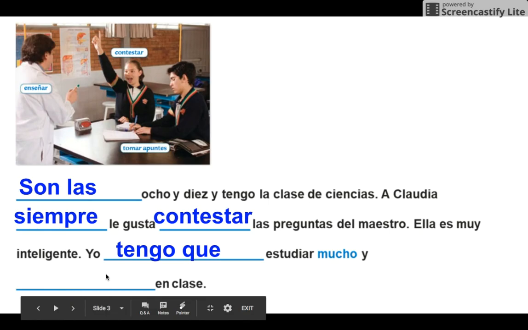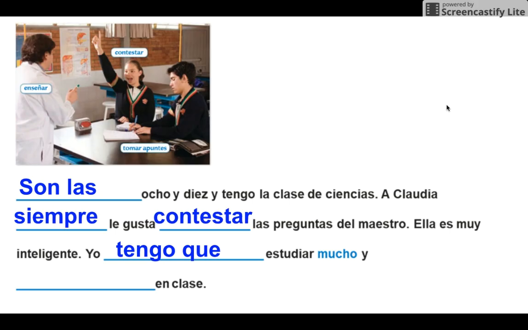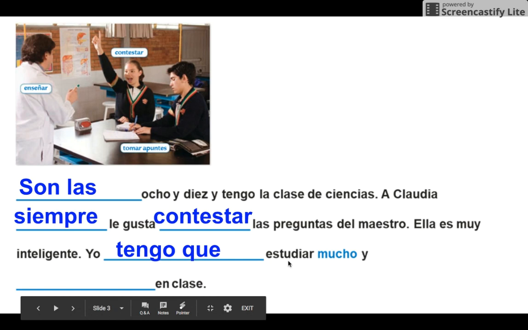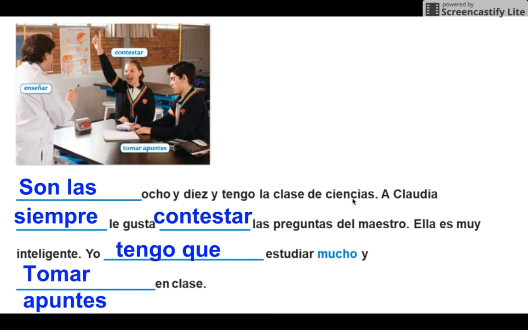Right here, we're missing the phrase that means to take notes. Y tomar apuntes. There we go.